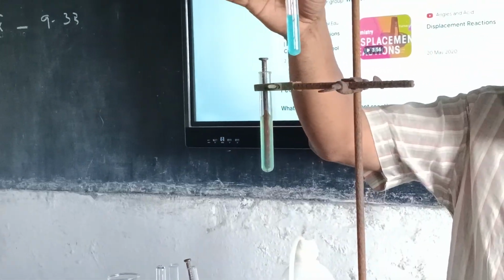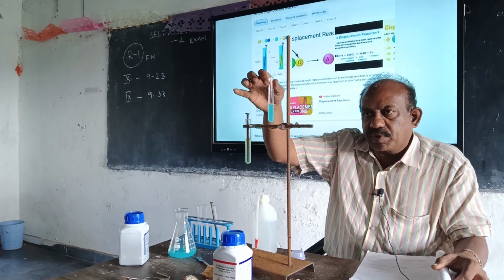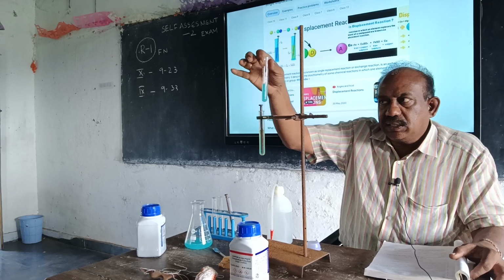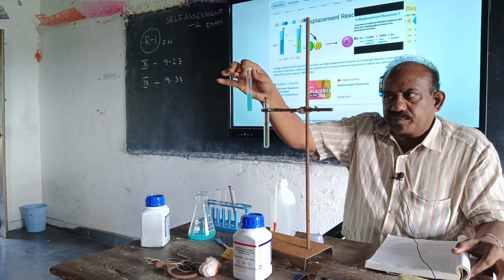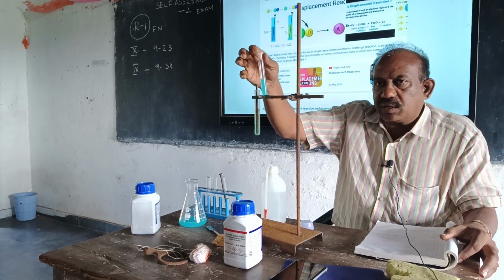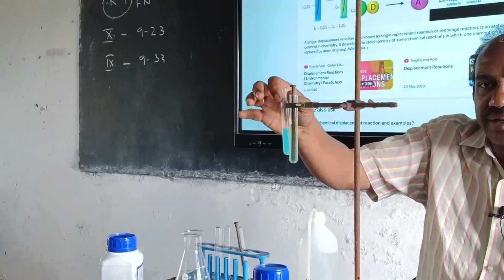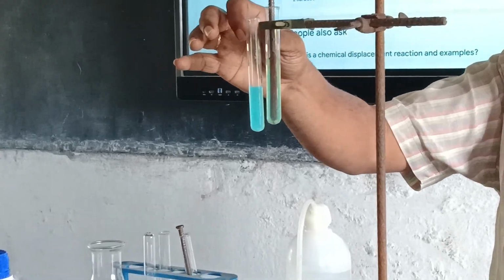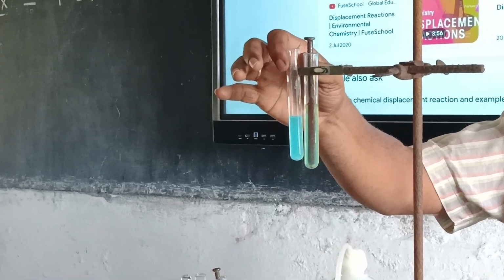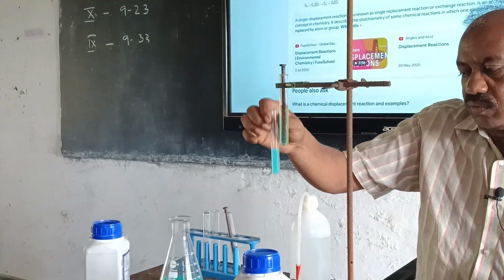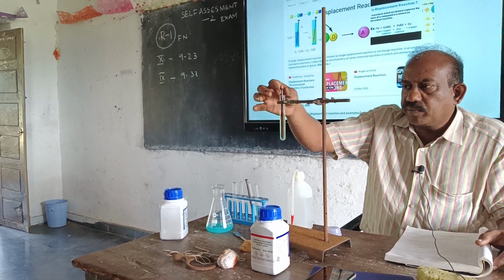But what we took in the first copper sulfate solution is still the same color. But in the second one, the iron nail is dipped in the copper sulfate. There, the displacement reaction will be continuously in process. Now, we will test the iron nail also.